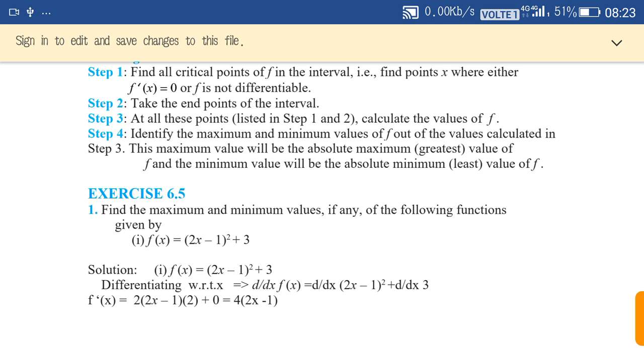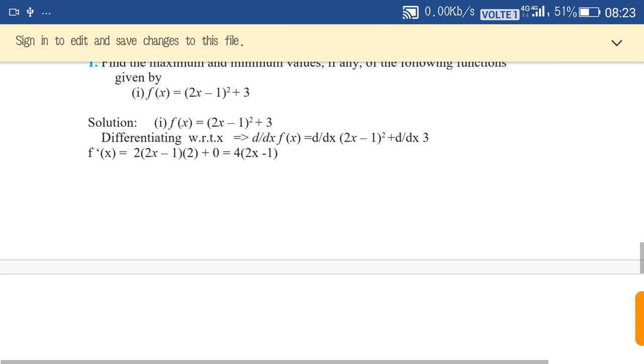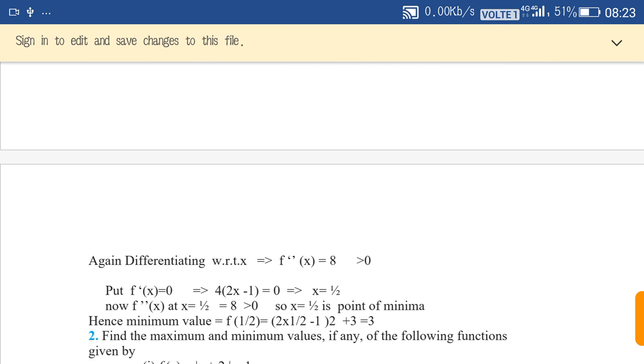First you write f(x) is equal to (2x minus 1) whole square plus 3. You will differentiate it. We get f dash x is equal to, differentiating, 2 into (2x minus 1) into 2 plus 0, using chain rule also. So we get 4 into (2x minus 1). Now again differentiate it. We get f double dash is equal to 8, which is positive. It is constant and positive.